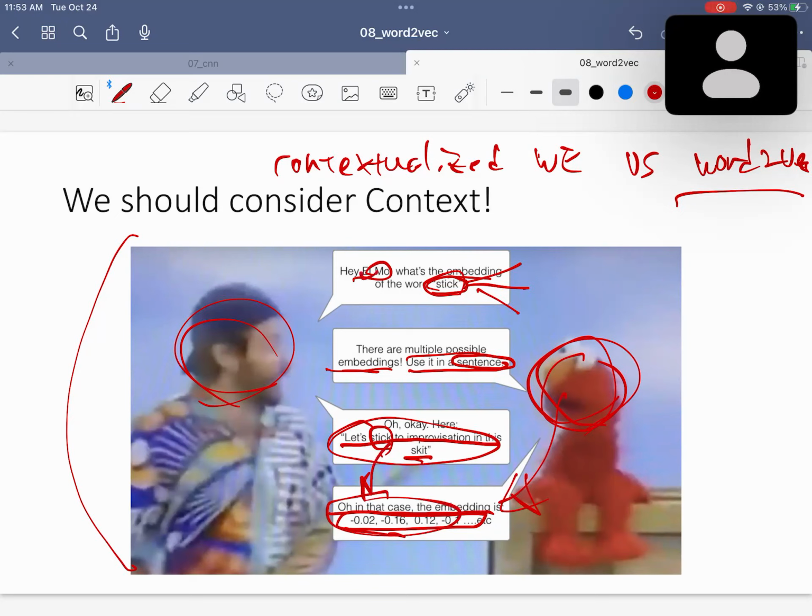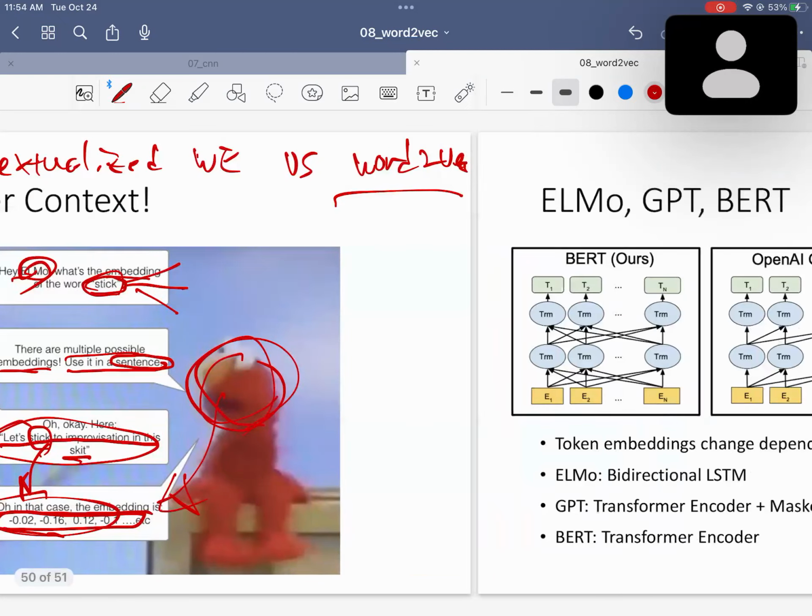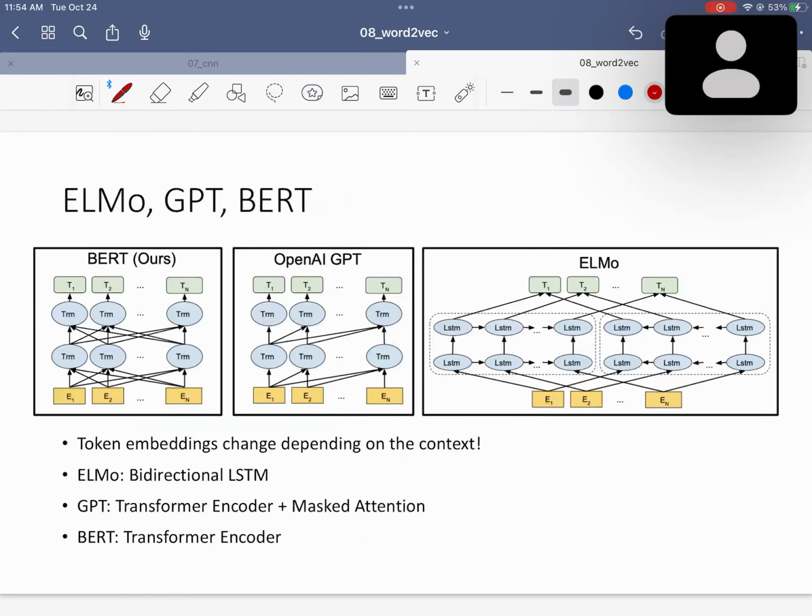So that's where ELMo comes in. That's where BERT comes in. That's where GPT-1 came in, actually. We'll talk about that two weeks later. This is the basic architecture. ELMo has an RNN going forward and an RNN going backward. This is BERT using a transformer going both ways. This is GPT using a transformer going only one way.